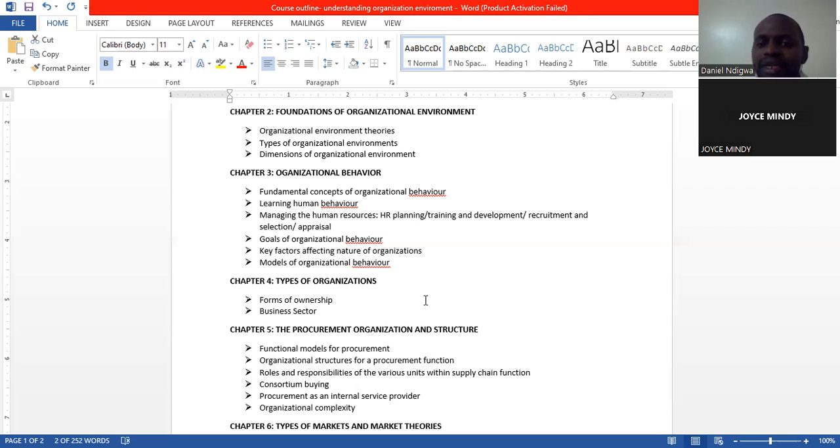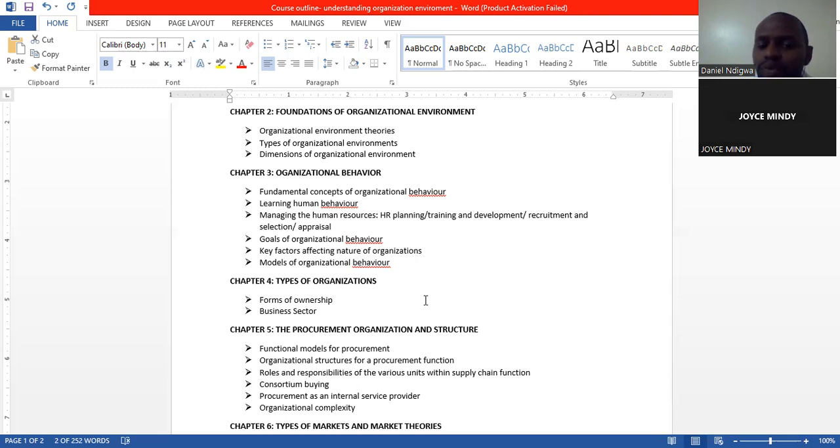And their main responsibility here is to train employees and develop them so that they become better versions of themselves. They also are in charge of recruiting and selecting, and at the same time, appraising employees based on their performance.